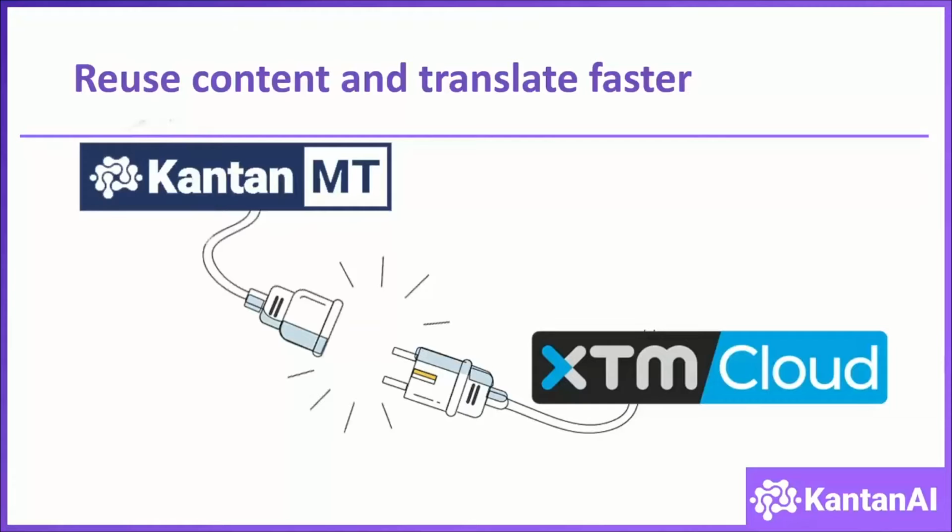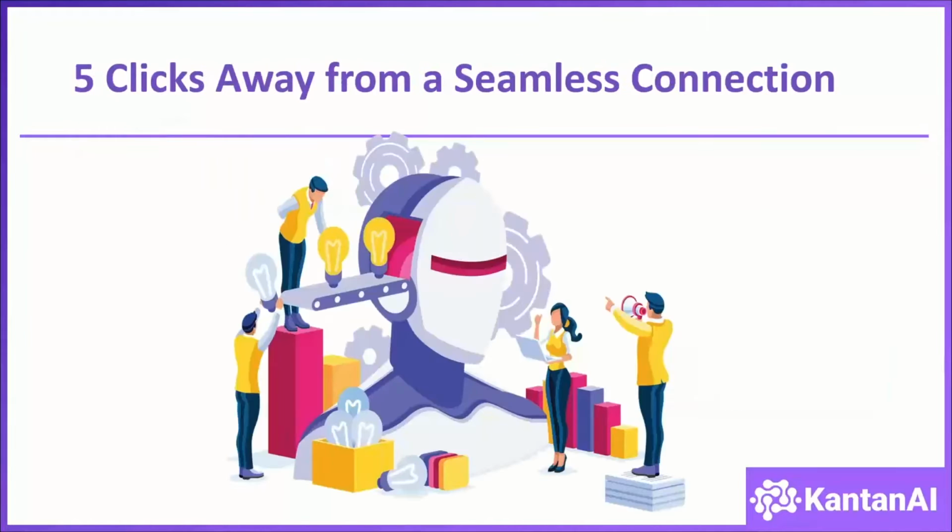So what does it take to do this? Well, it's very simple. 5 clicks away from the seamless connection. If you have an XTM account and you have a KantanMT account, simply go into your Kantan account, get your API key, go to your XTM account, go to your configurations, go to your settings, and set up your connector. Then you'll be able to create projects that can use translation memory first, and then, of course, machine translation second. So it really is that simple. It's not meant to be complicated. It's meant to be very, very easy for people to use.